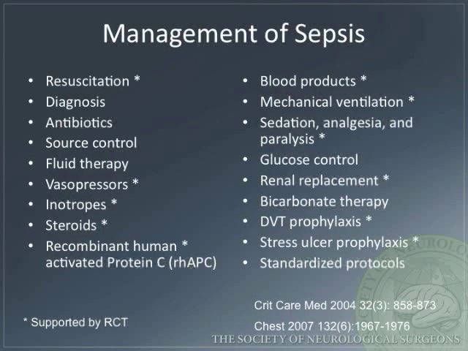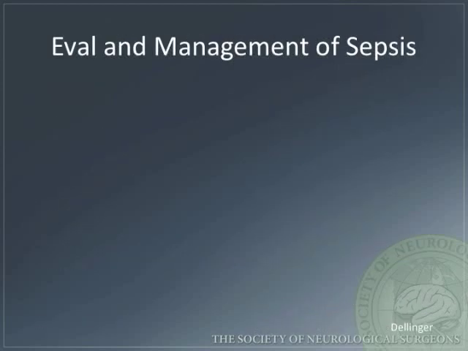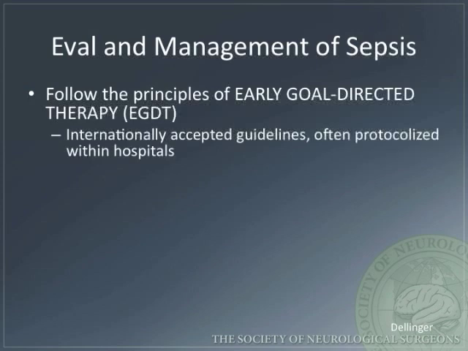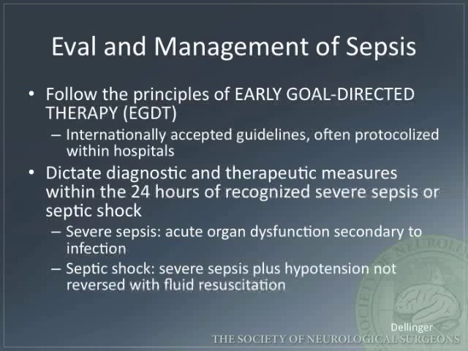The management of sepsis requires timely multi-system support as listed here. The main goals are to maintain oxygenation and perfusion to vital organs while treating the underlying etiology. Follow the principles of early goal-directed therapy, as there are internationally accepted guidelines, often protocolized within hospitals. These guidelines dictate diagnostic and therapeutic measures within the first 24 hours of recognized severe sepsis or septic shock.